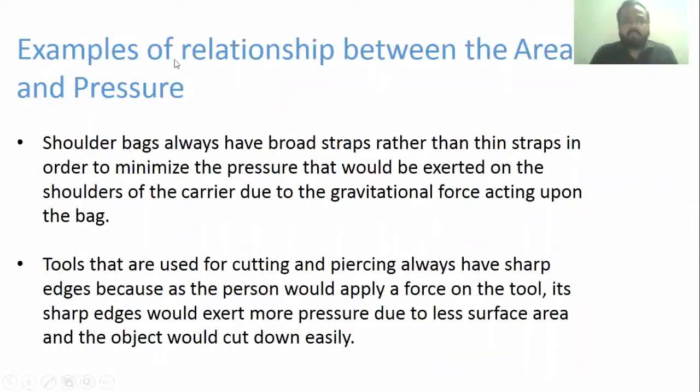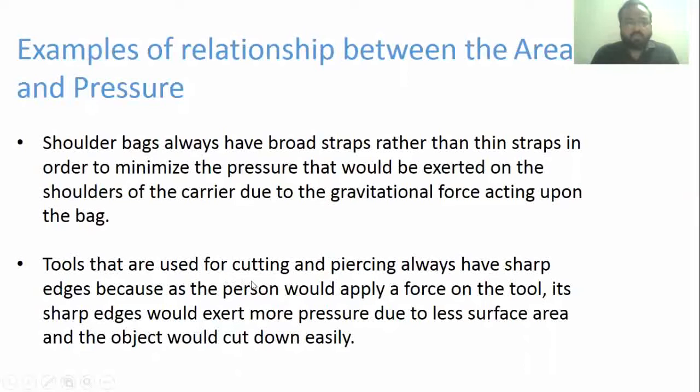Now, examples of the relationship between area and pressure. Shoulder bags always have broad straps rather than thin straps in order to minimize the pressure exerted on the shoulders of the carrier due to the gravitational force acting upon the bag. A broad strap increases surface area, so it becomes easier to carry shoulder bags.